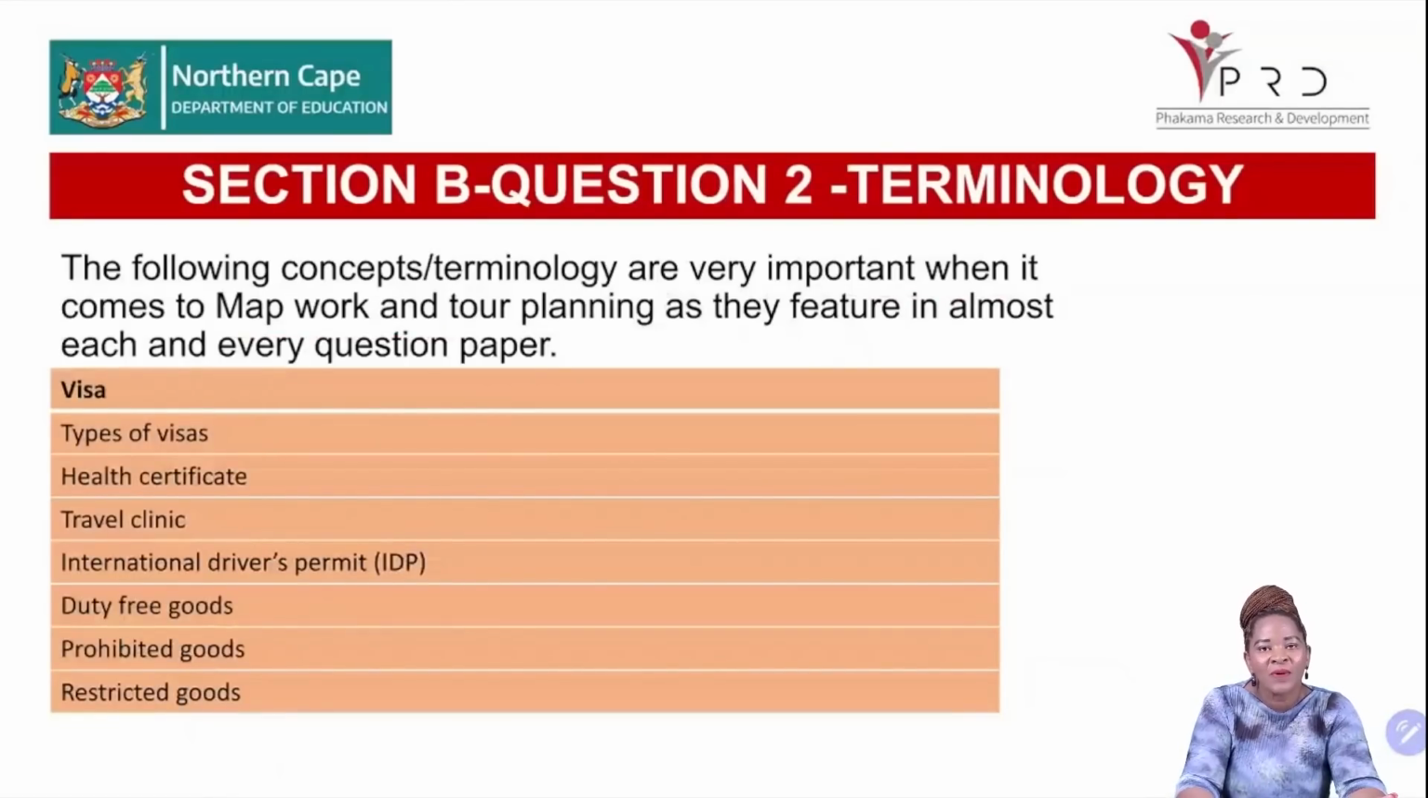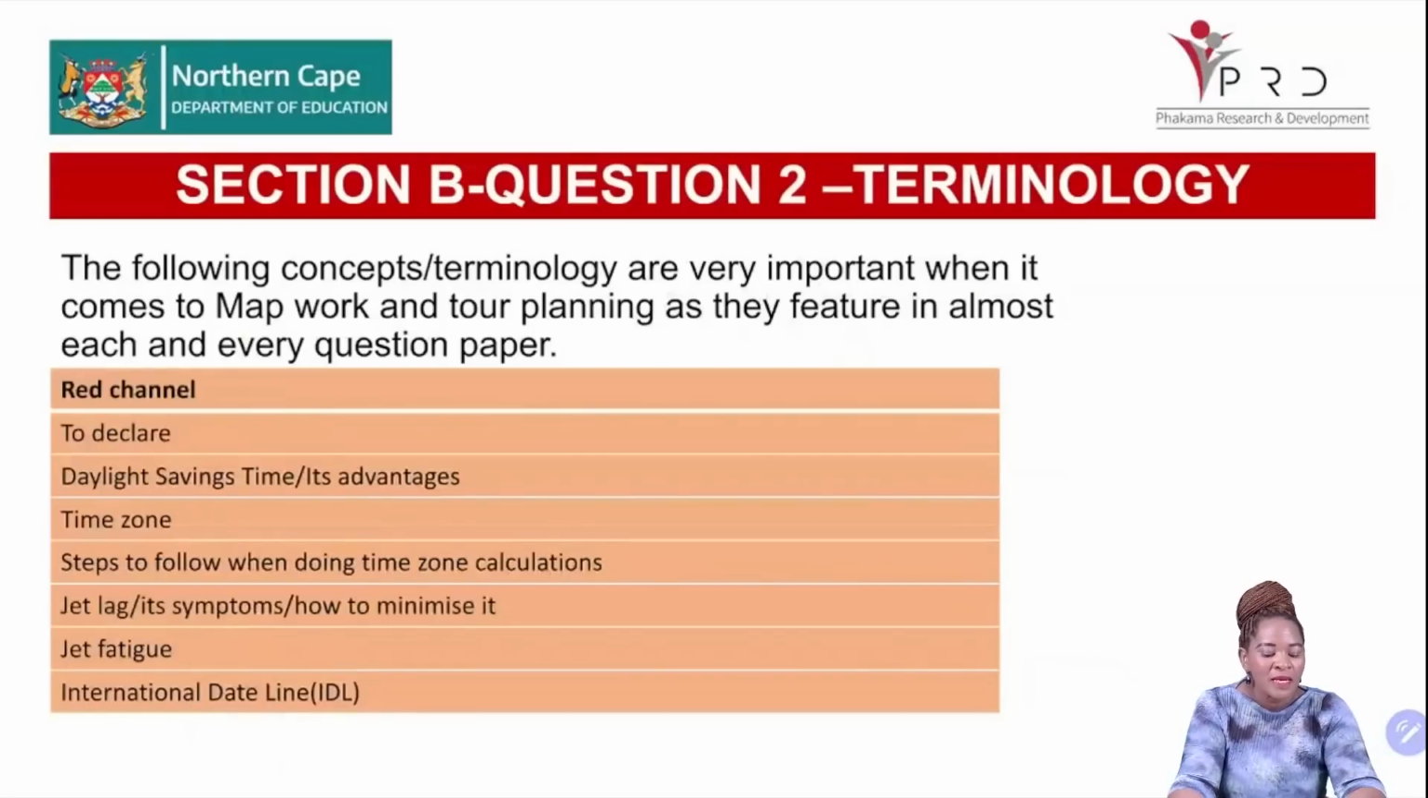What is a visa? What is it used for? And then you must know the types of these visas. Health certificate, travel clinic, international driver's permit or an IDP, duty-free goods, prohibited goods, restricted goods. What is the difference between these type of goods? So you need to study that content. And also, what is a red channel and what happens when you are in a red channel? What is to declare and where do you declare? Do you declare in a red channel or in a green channel?